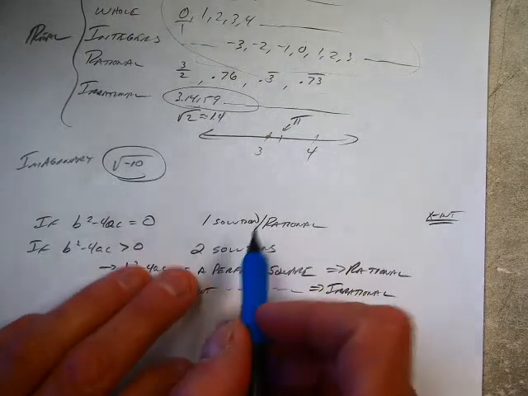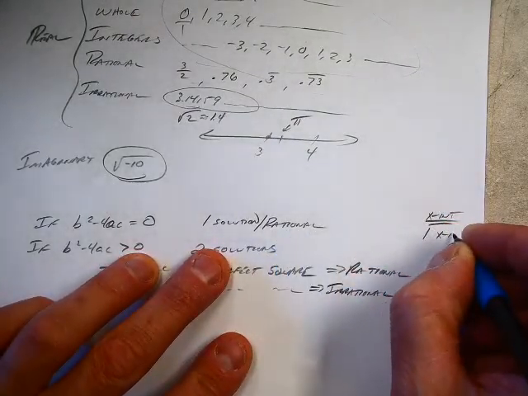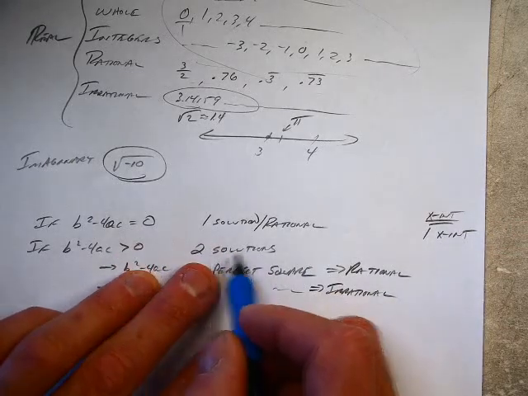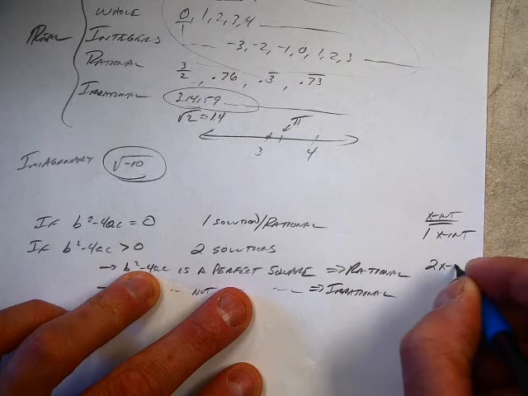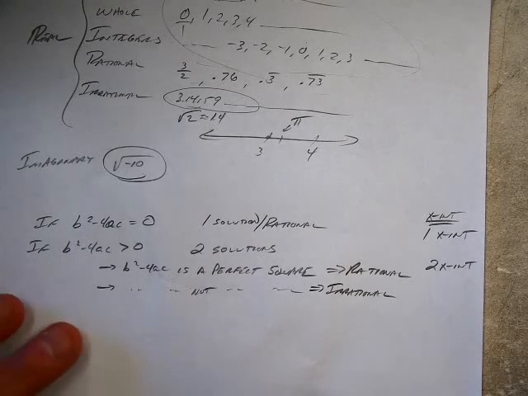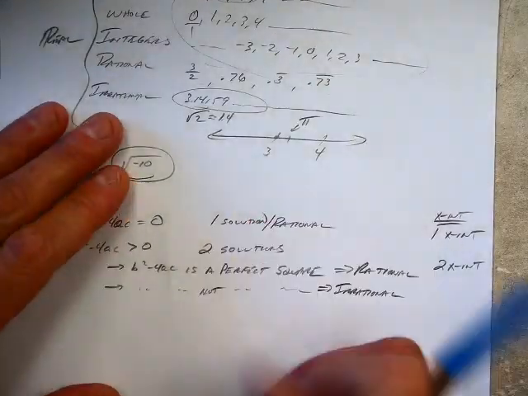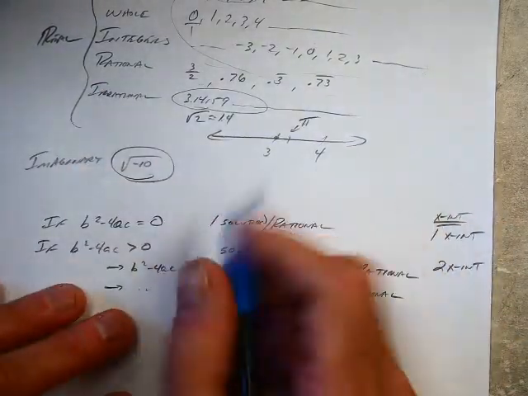One thing I want to put on this list as well. Let's go over to the side here and make another deal. How many x-intercepts does it have? Well, if I take a look here, one solution, one rational, it has one x-intercept. Two solutions, it'll have two x-intercepts. Okay?